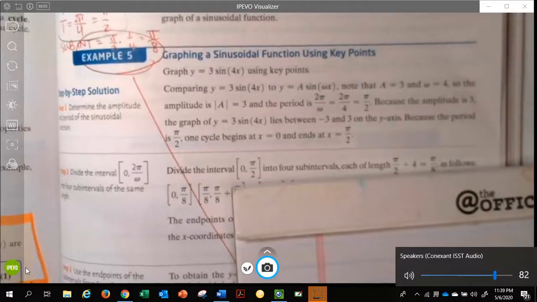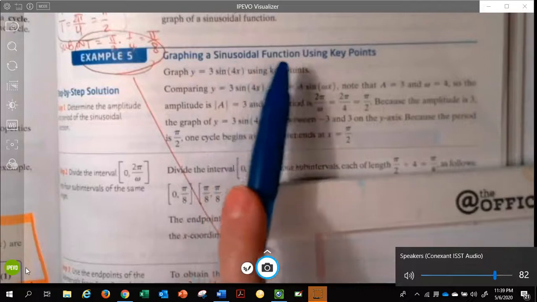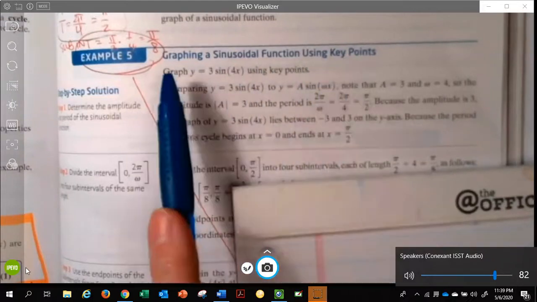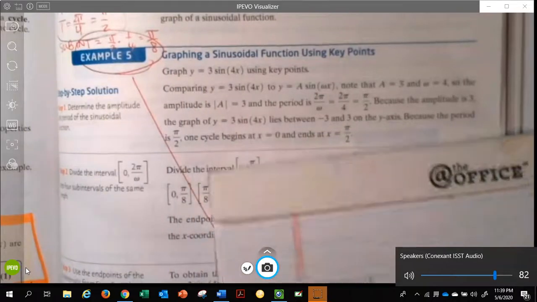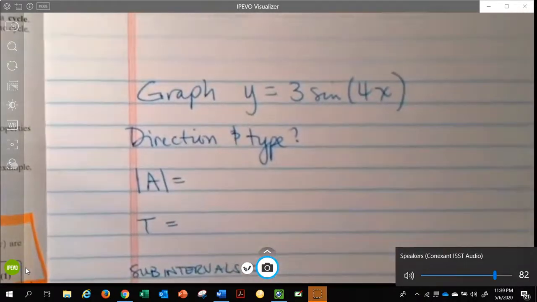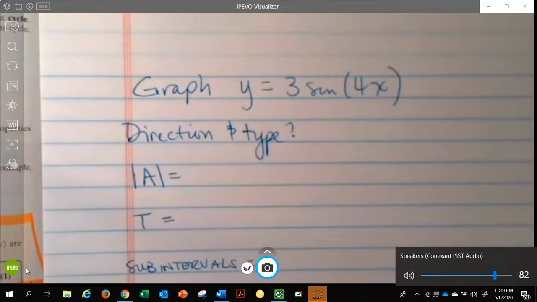So we are in section 6.4, and I wanted to do example 5, which is asking us to graph a sinusoidal function using key points. And then it says, let's graph y equals 3 sine 4x using key points. And so I've written that here, and I like the videos that the author has created and that you're watching.